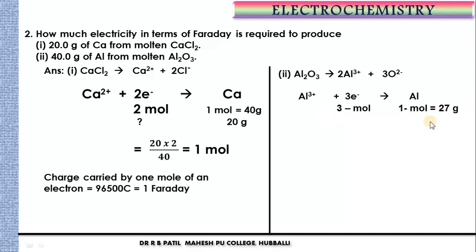So to deposit 40 gram, how much is required? Just cross multiplication. If I do that, 40 into 3 divided by 27, so I end with 4.44 moles. So you know 1 mole of electrons means it is 1 Faraday. So automatically 4.44 moles means it is that many Faradays only.